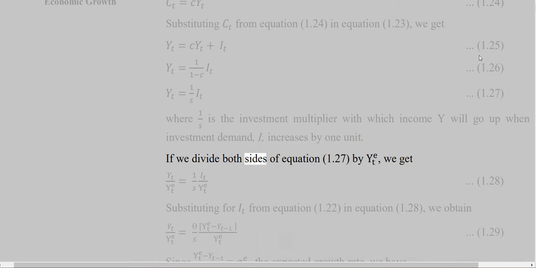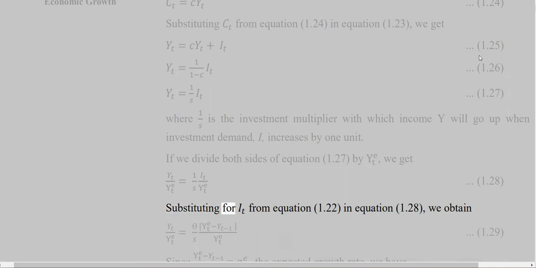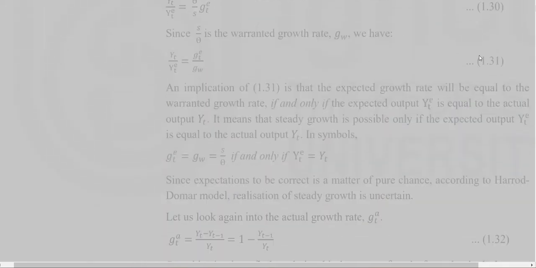If we divide both sides of equation 1.27 by Y, we get 1.28. Substituting I from equation 1.22 in equation 1.28, we obtain 1.29. Since g_e is the expected growth rate, we have 1.30. Since g_w is the warranted growth rate, we have 1.31.